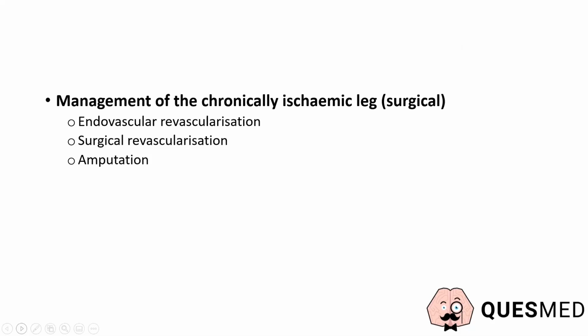Endovascular methods are particularly for small, discrete stenosis. Bypass is recommended for larger areas or more extensive stenosis. If the critical limb ischemia is unsuitable for other interventions, or if the patient isn't fit enough to undergo either endovascular or surgical capacity, you may need to consider amputation.